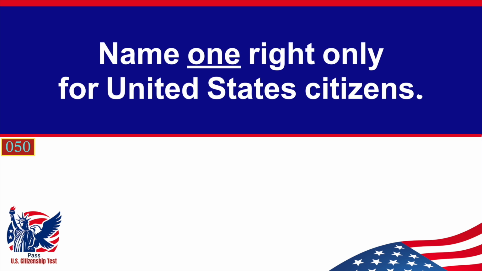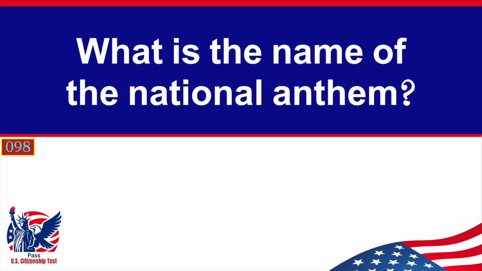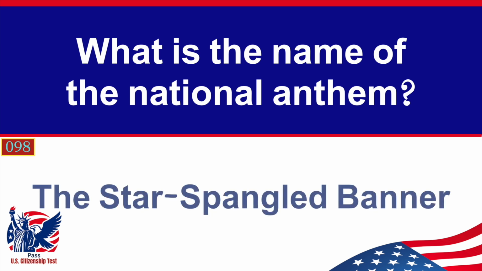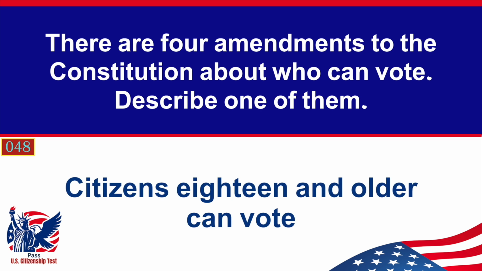Name one right only for United States citizens. Vote in a federal election. What is the name of the national anthem? The Star-Spangled Banner. There are 4 amendments to the Constitution about who can vote. Describe one of them. Citizens 18 and older can vote.